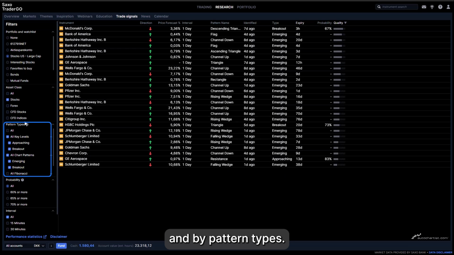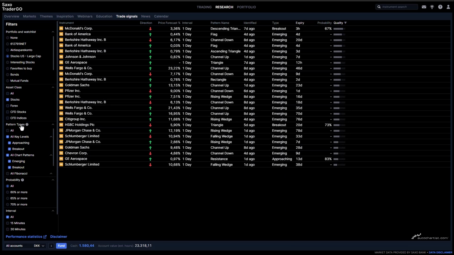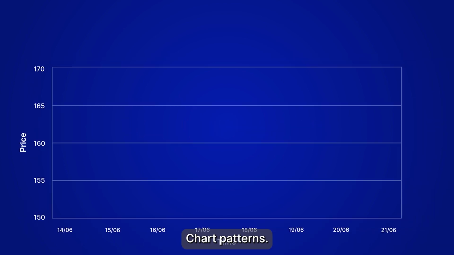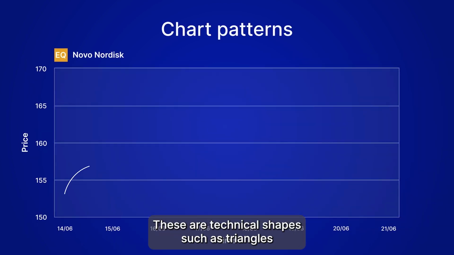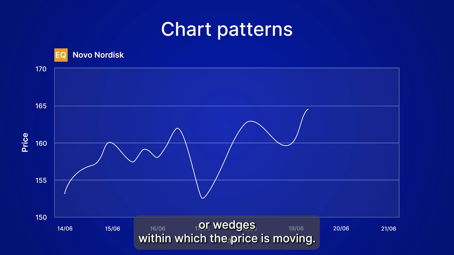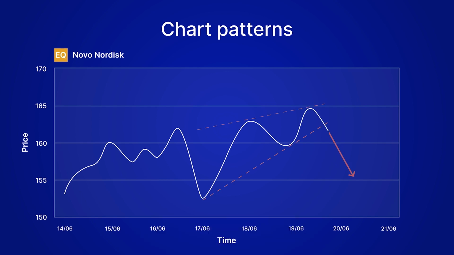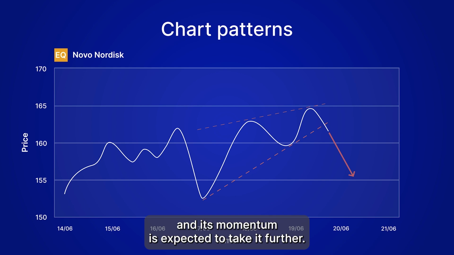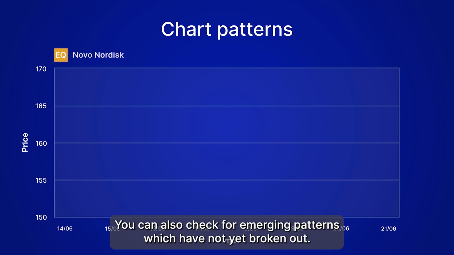and by pattern types. At the core of the service, there are three types of patterns. Chart patterns. These are technical shapes, such as triangles or wedges, within which the price is moving. A breakout occurs when the price has broken out of the pattern and its momentum is expected to take it further. You can also check for emerging patterns which have not yet broken out.